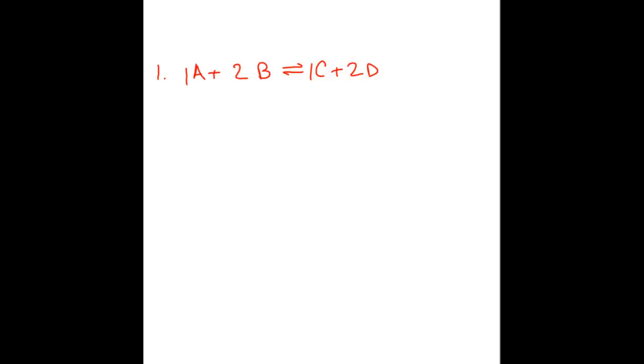For number 1 on the additional problems, it says that using the reaction as it's written up there, determine the equilibrium constant, which is K, if the following equilibrium concentrations are found. All of the components are gases.